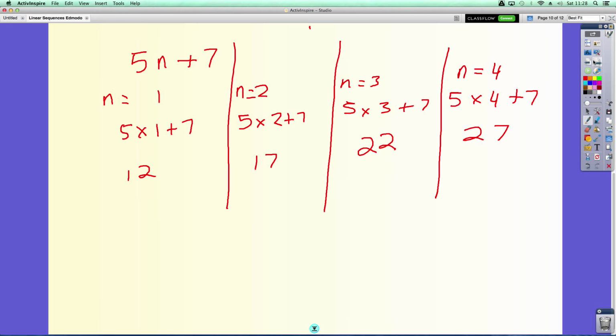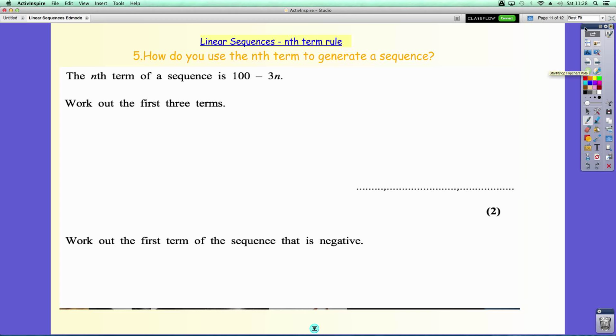Okay, so how do you use the nth term to generate a sequence? We've seen that already. Now we're going to have a look at some special questions. So the first one, the nth term of a sequence is 100 minus 3n. Work out the first 3 terms. So 100 minus 3n means I'm taking away 3 times the position each time. So we'll start with n equals 1.